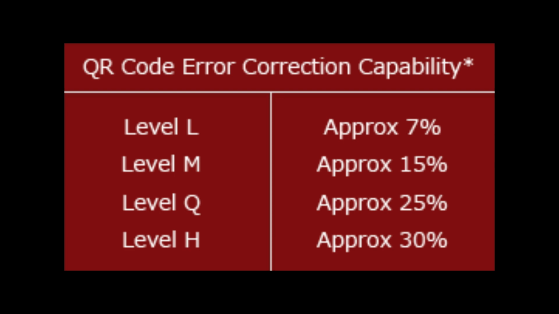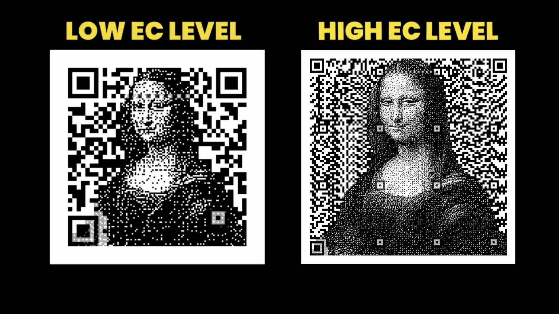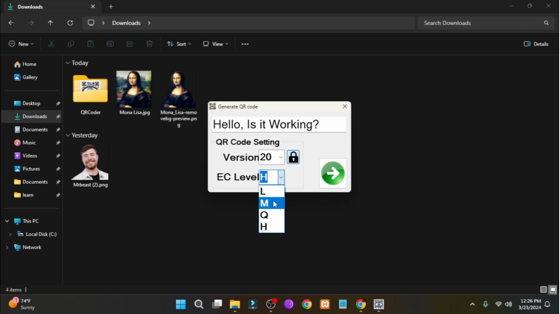High EC level means it stores more backup in the QR code, and even if 30% of it is not visible or damaged, it will still be scanned. But this will make the QR code look more noisy than lower EC levels. But in our case, we are using images, so even if it's noisy, it looks like an image, so let's use it. Now, click on this button to go ahead.